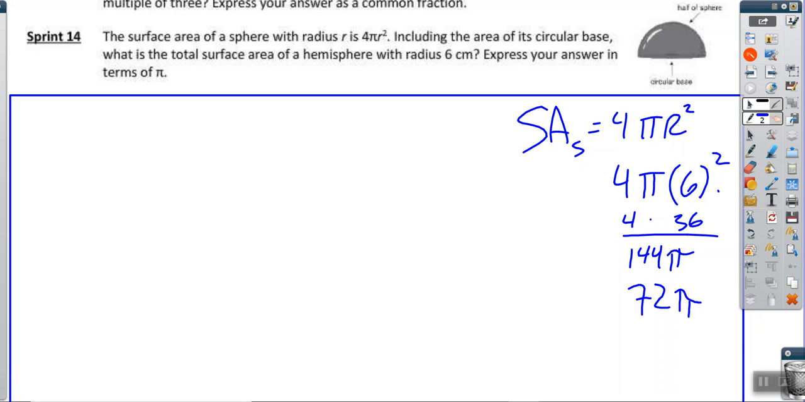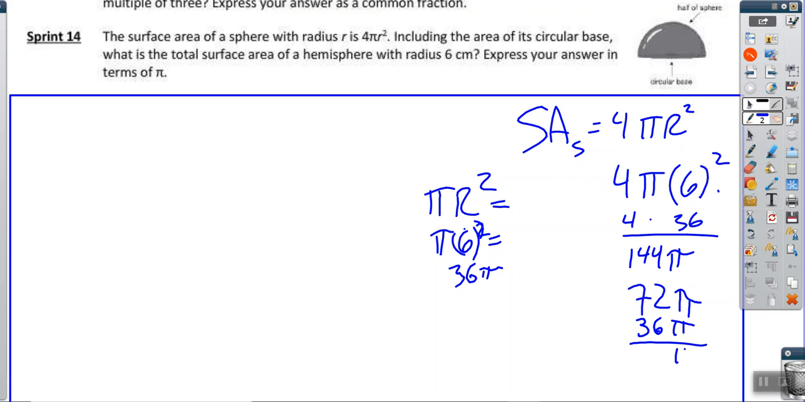So 72. Now we also need the area of the circular base. A circle is pi r squared, so we have pi times 6 squared. 6 squared is 36, so we have 36 pi. Add this to the 72 pi. So pi is just pi. And then we have 8, nothing to carry, and we have 10. So this is 108 pi.